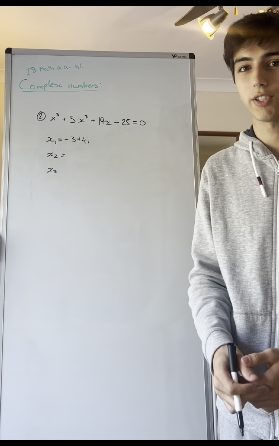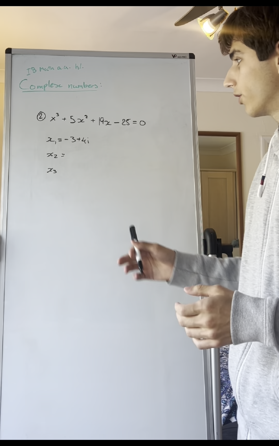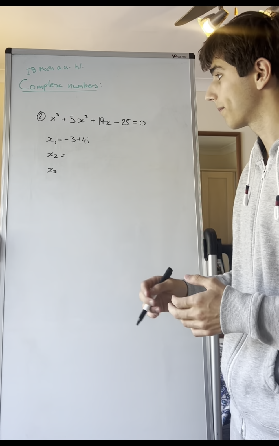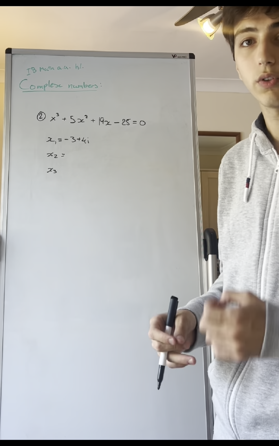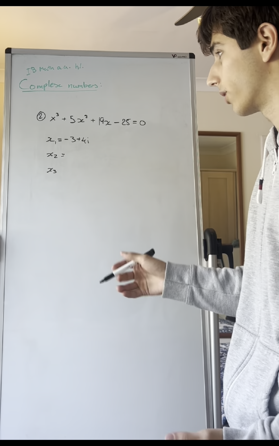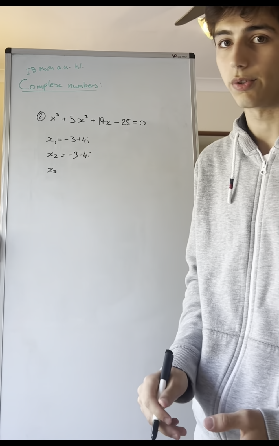Okay, for this question, we're given one of the roots of this cubic, and we're given the root -3 plus 4i as a complex root. So what we can do is find the other complex root by just switching the sign of this 4i here. So we're going to say -3 minus 4i is the other root.